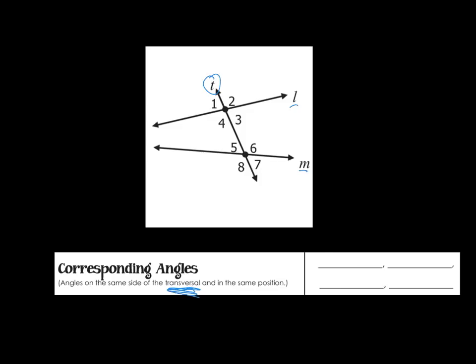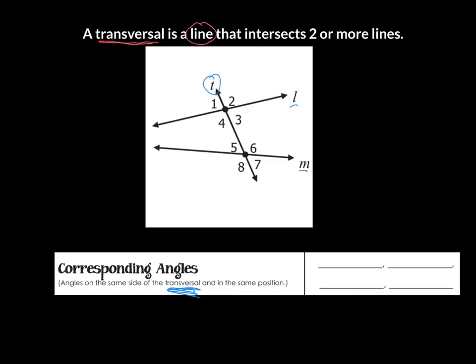What makes a transversal a transversal? A transversal, get this into your notes, is a line that intersects two or more lines. So t is our transversal. Why? Because t intersects line l here and line m here. So it certainly intersects exactly two lines. Now what does it create? It creates a whole bunch of stuff.